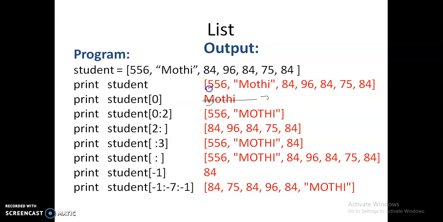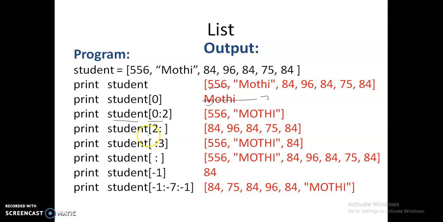In the output we will get 556. Next, for student 0 to 2, we'll get the 0th element to the 2nd element. But in sequences, whenever you give a starting value and an ending value, it takes values from the starting value to the end value -1. That is 2 minus 1, 1. So it takes the 0th index to the 1 index. So it gives 556 and Moti, the name of the student.